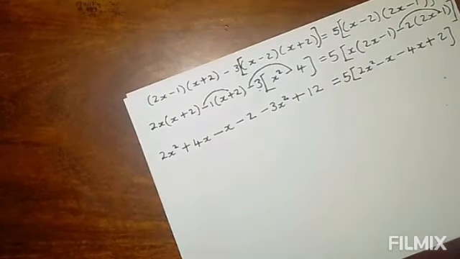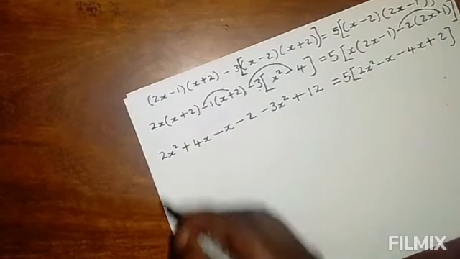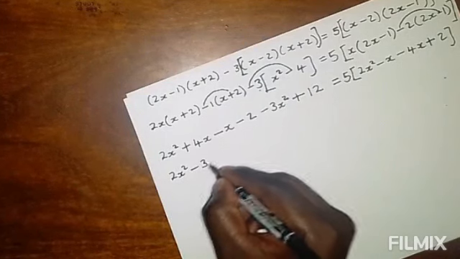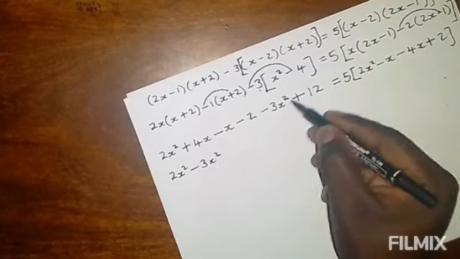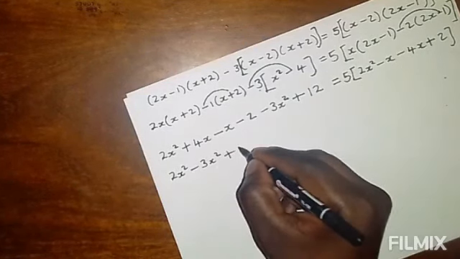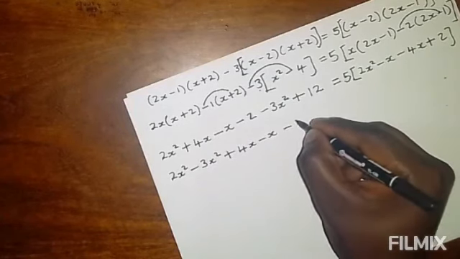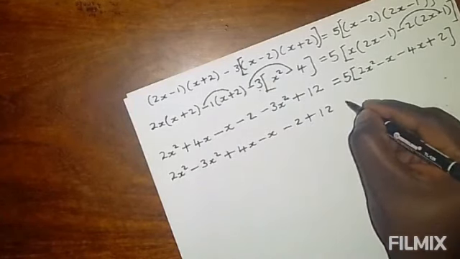So I want to collect like terms on the left side. You can notice that 2x squared is a like term with minus 3x squared. Plus 4x is a like term with minus x. Minus 2 is a like term with plus 2.